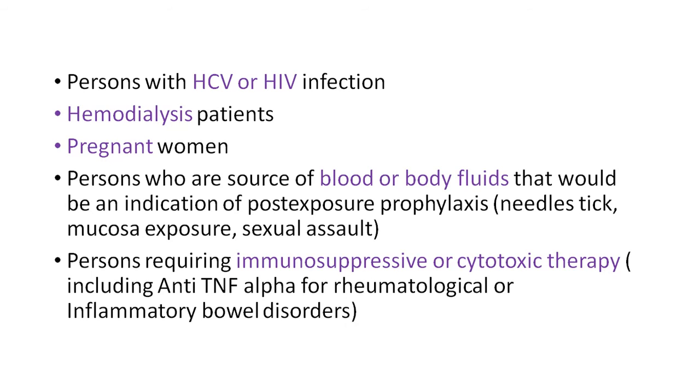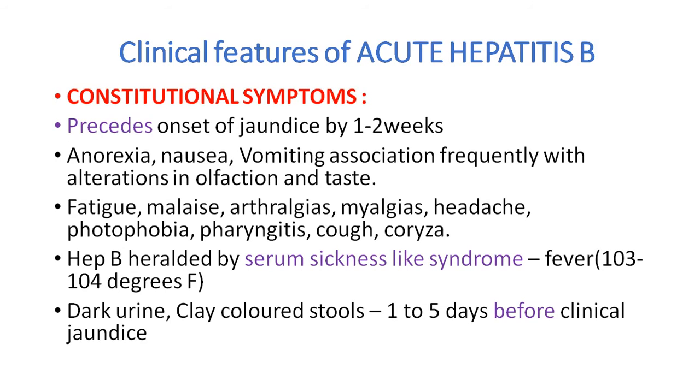acquired, and then pregnant women because they're immunocompromised, persons who are source of blood or body fluids, that would be an indication of PEP. For example, nurses, healthcare workers, doctors, surgeons, okay? Persons requiring immunosuppressive or cytotoxic therapy, persons who have malignancy or who are on chemotherapy because they are all immunosuppressed. So, what are the clinical features of acute hepatitis B?